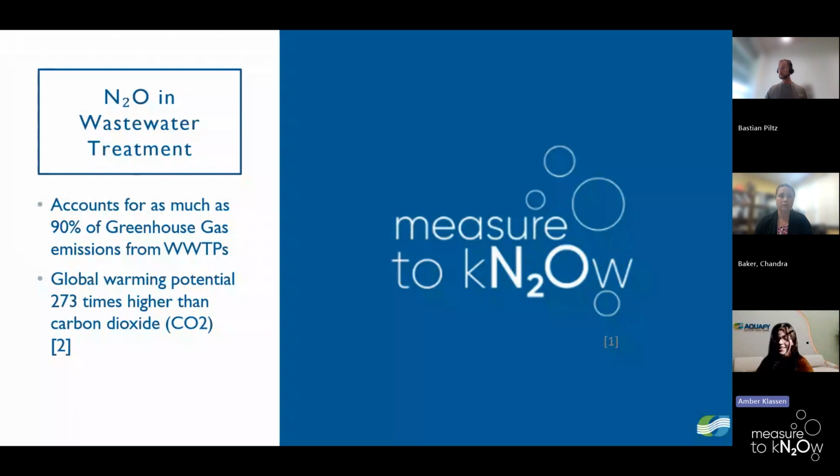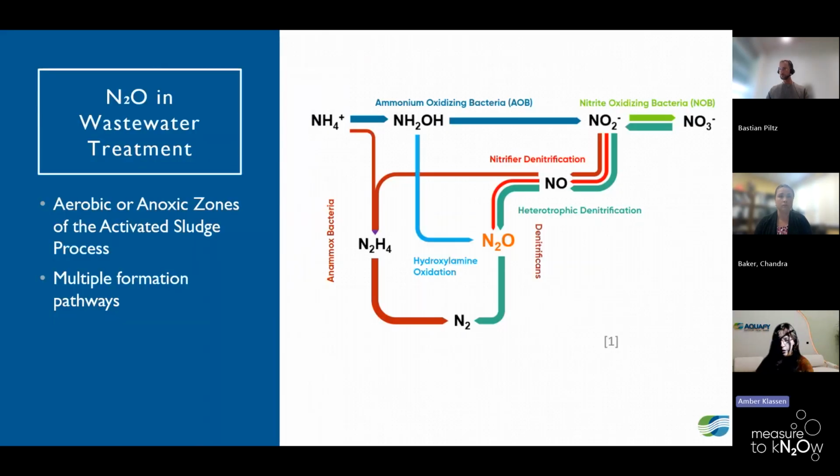I really love the slogan from Unisense, Measure to Know, because really knowing is the first step in understanding and then making a difference. So when talking about N2O and wastewater treatment plants, your primary contributors are going to be your activated sludge processes, such as aeration tanks, oxidation ditches, and biological reactors, as they utilize nitrifying and denitrifying bacteria to reduce ammonia, nitrates, and nitrites from the wastewater.